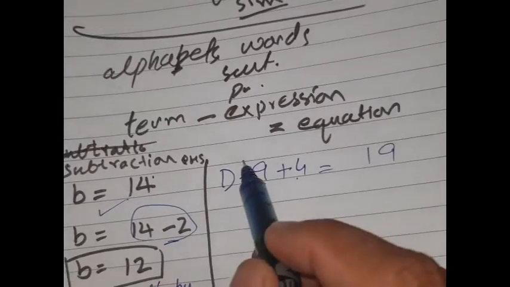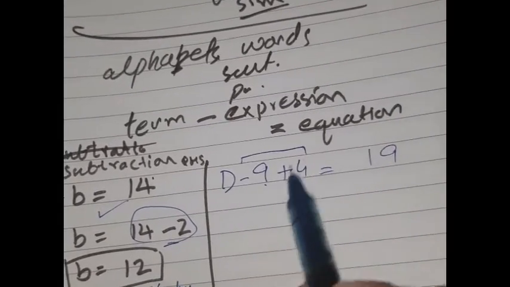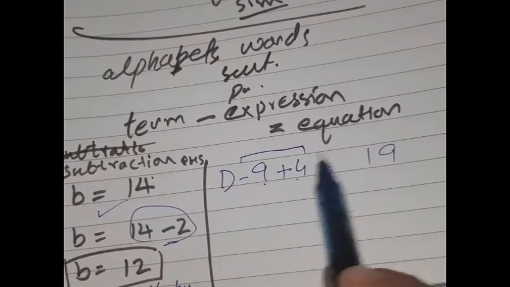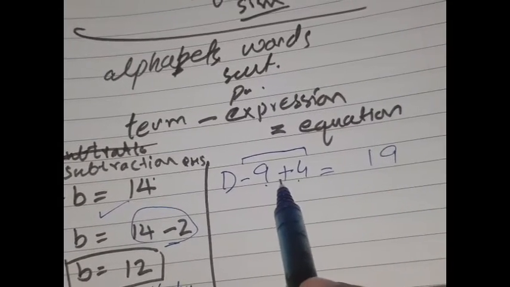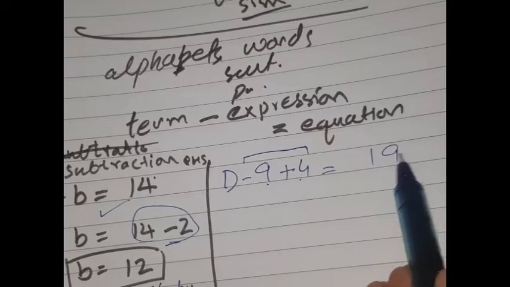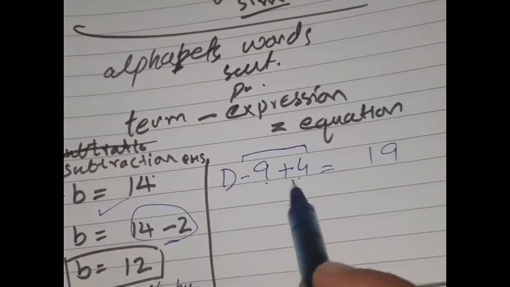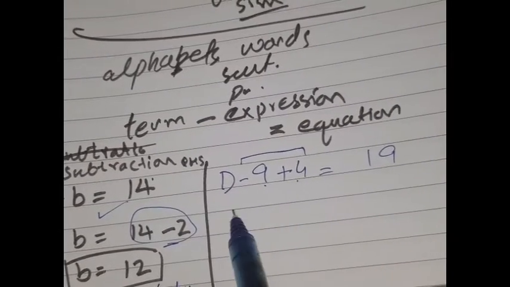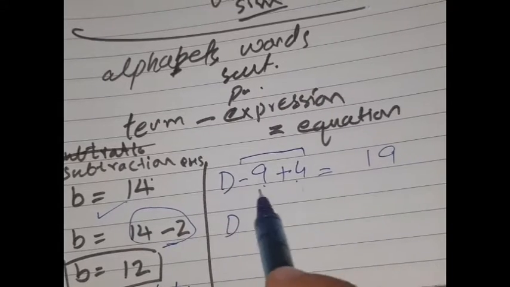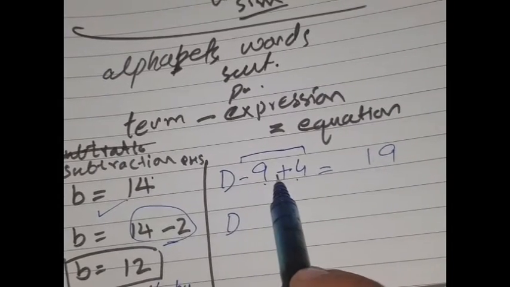So I have 2 options. Either I can solve these 2 on this side and then take this value to the other side, or I can take them term by term to the other side and solve them one by one. So I'm going to solve this here. I will keep d here as it is. Minus 9 plus 4.